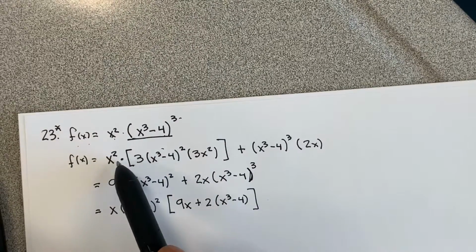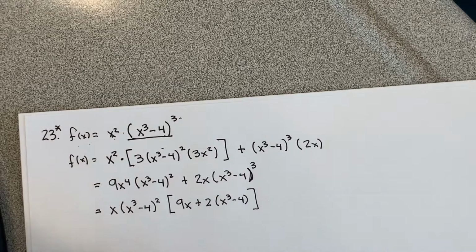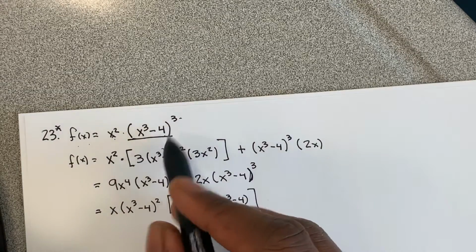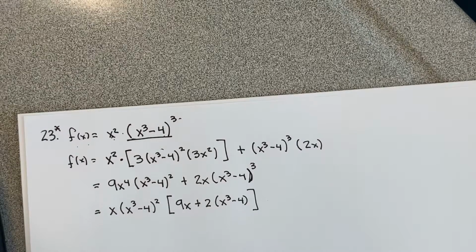Again, notice that we had to do the product rule, which required that we do the chain rule. Sometimes we do the product rule without having to do the chain rule, but anytime we have a function raised to a power, the chain rule is going to be necessary. So that was example 5.